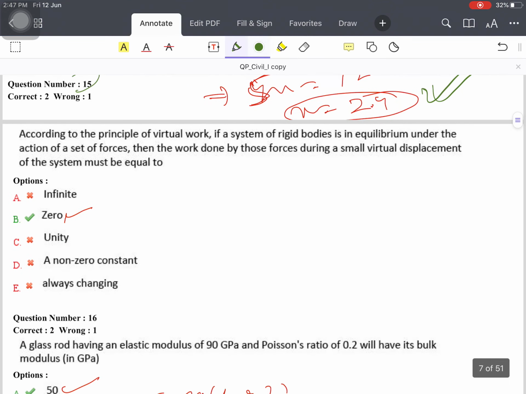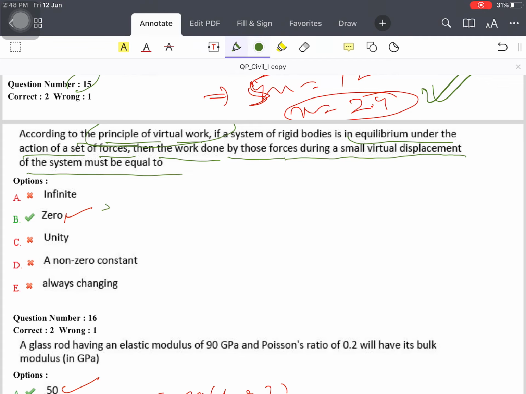Question number 15. According to the principle of virtual work, if a system of rigid bodies is in equilibrium under the action of a set of forces, then the work done by those forces during a small virtual displacement of the system must be equal to. So according to the principle of virtual work, this must be 0.